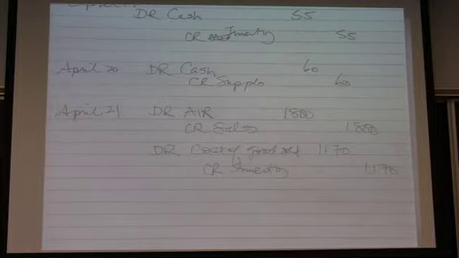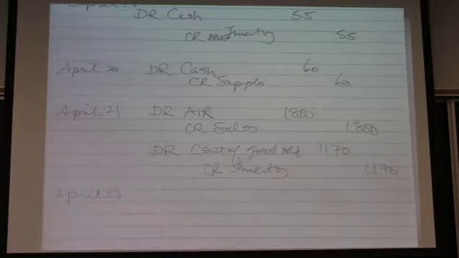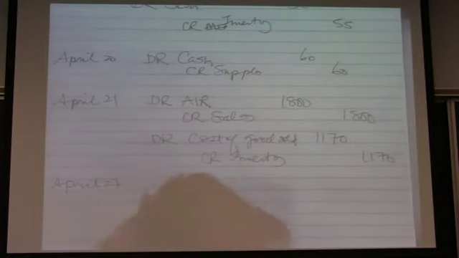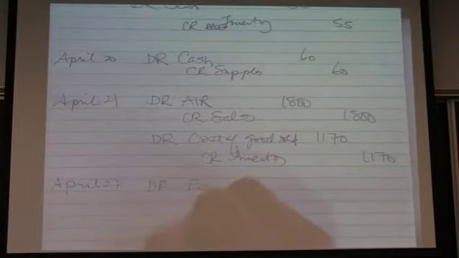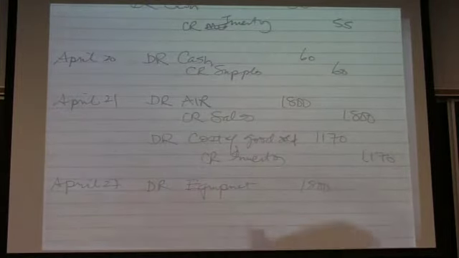On the 27th, we purchased an equipment. And because an equipment will have a useful life greater than 1 year, we need to set it up as an asset. So we're going to debit equipment, and this asset, because we're going to use up the consumption of that benefit, we would have to depreciate that asset and show the depreciation as a consumption of benefit.